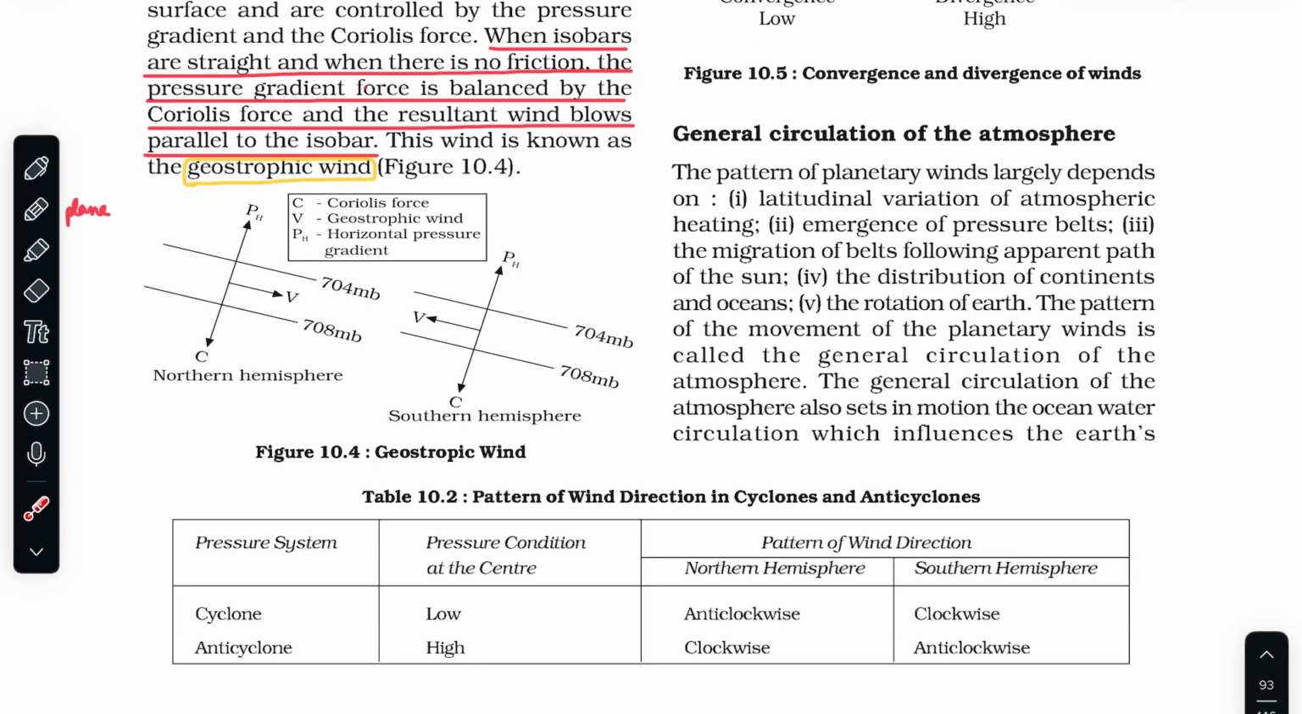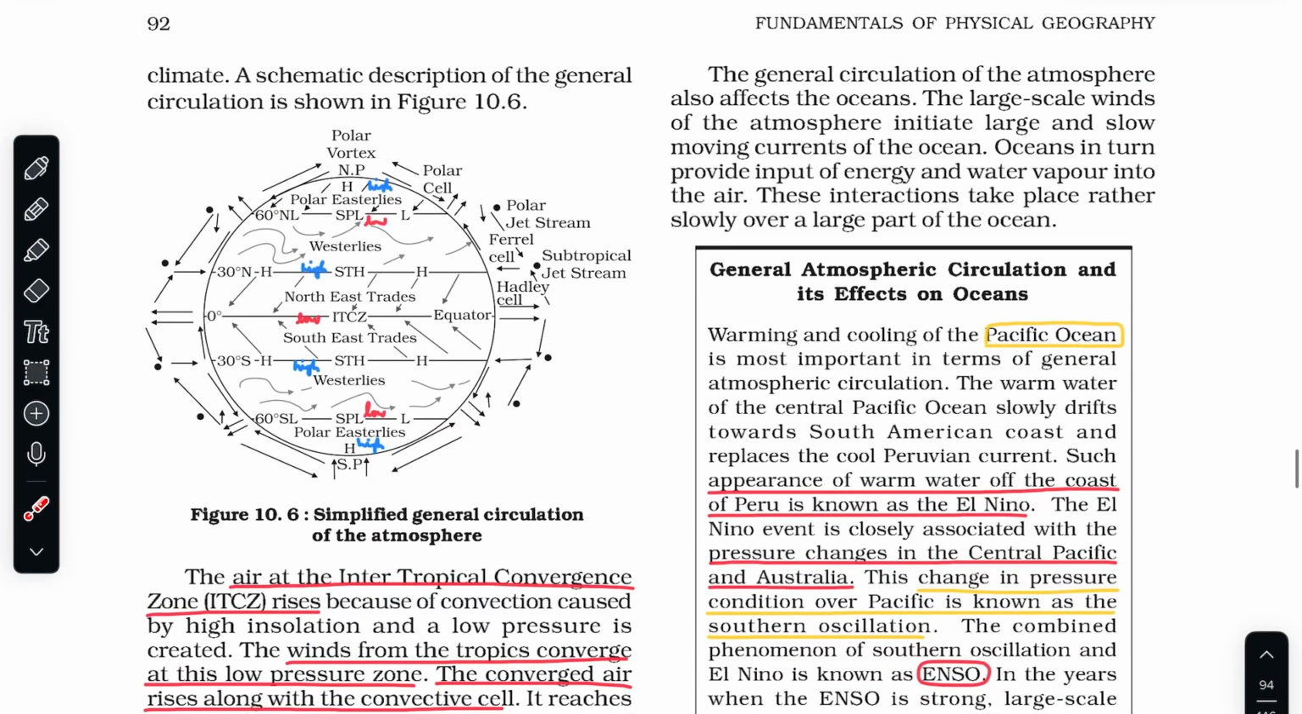General circulation of the atmosphere. The pattern of planetary winds largely depends on the latitudinal variation of atmospheric heating, the emergence of pressure belts, the migration of belts following the apparent path of the sun, the distribution of the continents and the oceans, and the rotation of the earth. The pattern of the movement of the planetary winds is called the general circulation of the atmosphere. The general circulation of the atmosphere also sets in motion the ocean water circulation, which influences the Earth's climate.